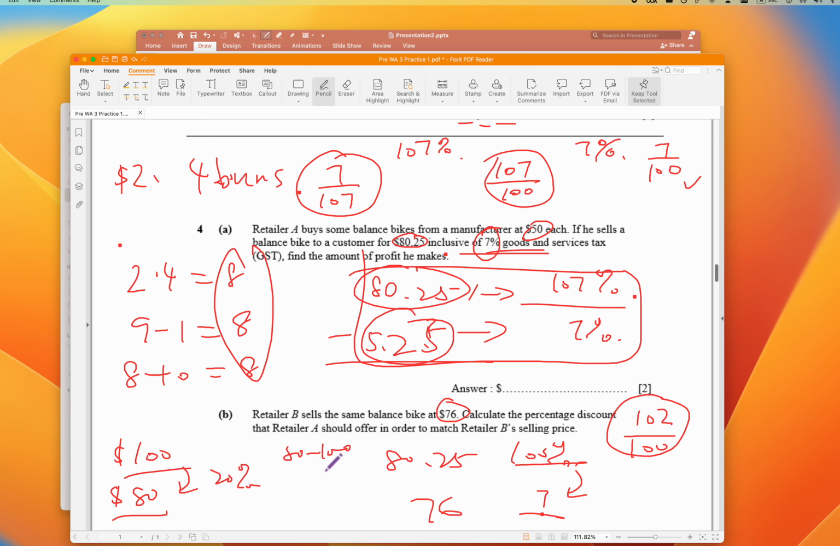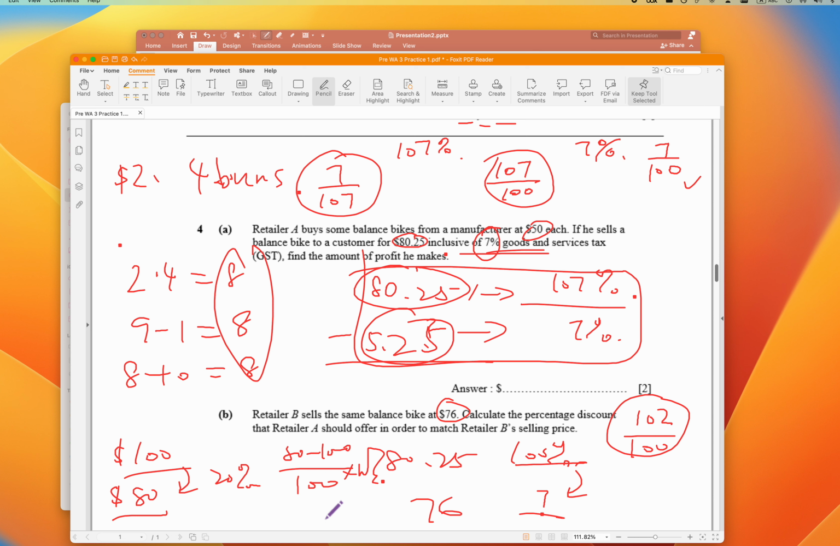80 minus 100 divided by 100. So this is called what? What's the formula times 100%? This is called final minus initial over initial. So in this case, this is the final, right? 76, right? The initial is this one, right? 80.25. So you just use this minus this over initial times the 100%.